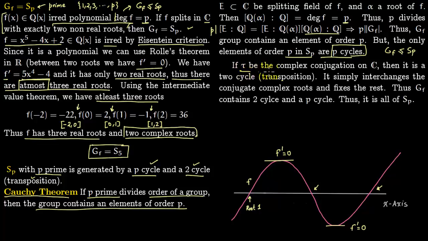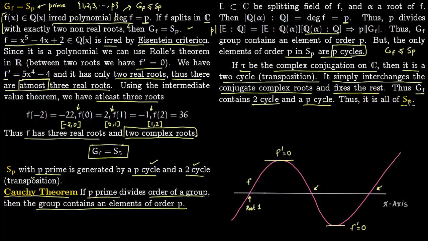Now say tau is the complex conjugation in the complex numbers. You recall that roots come in pairs. If a complex root satisfies an equation, then its conjugate also satisfies the equation. So if tau is a complex conjugation, then it is a 2-cycle, because it just exchanges the two roots which are conjugates of each other. It simply interchanges the conjugate complex roots and fixes everything else. Thus the Galois group also contains a 2-cycle. So it contains a 2-cycle and it contains a p-cycle.